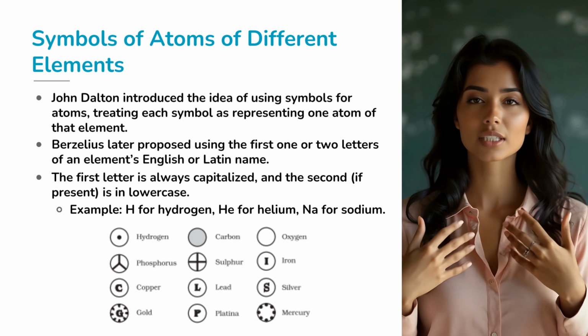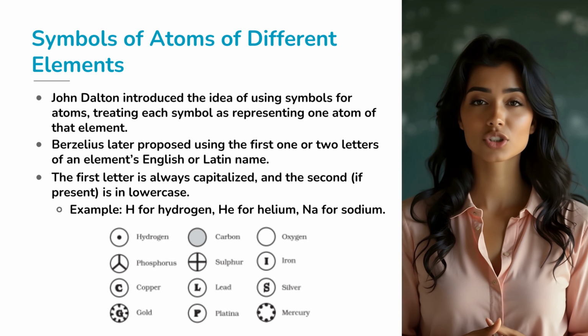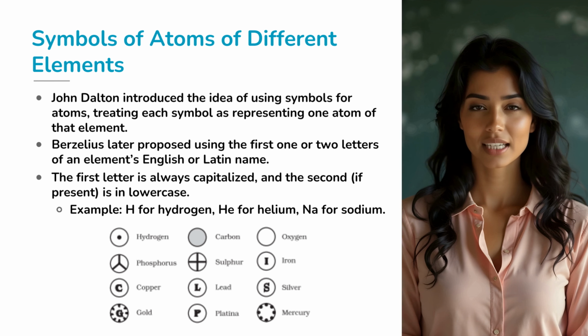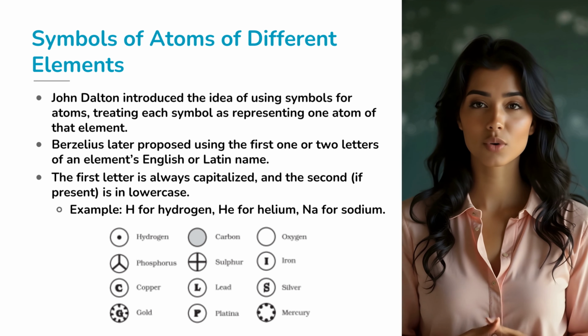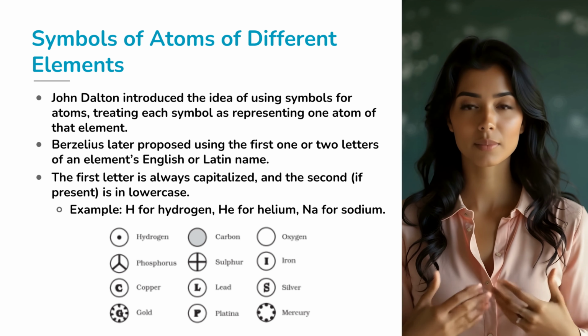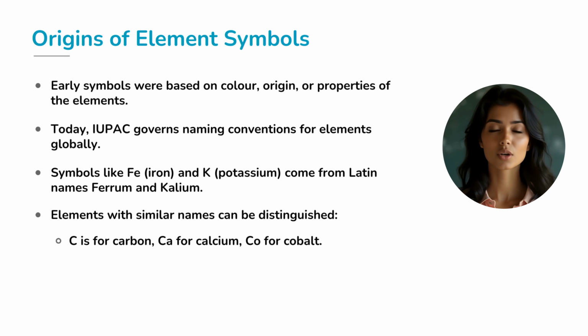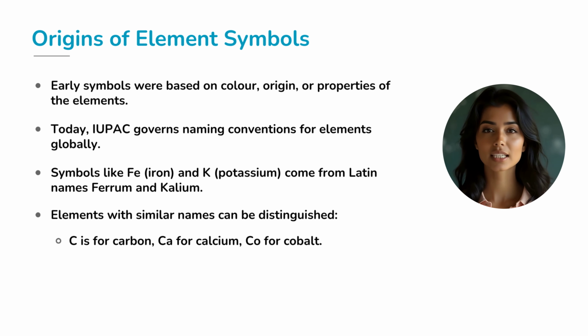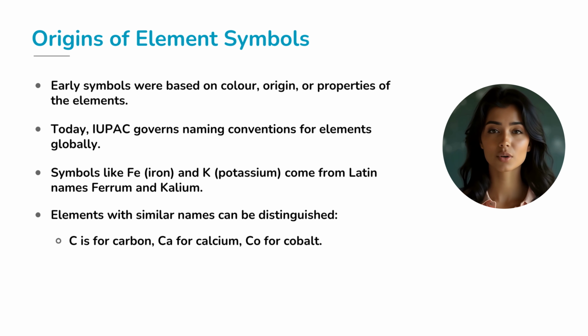The rule is, first letter is uppercase, like H for hydrogen or O for oxygen. If there's a second letter, it's lowercase, like He for helium or Na for sodium. These symbols are now internationally accepted and used in all chemical equations and data tables. Ever wonder why sodium is written as Na instead of So, or why potassium is K? Well, that's because some chemical symbols come from Latin names: sodium, Na, from natrium; potassium, K, from kalium; iron, Fe, from ferrum. Other symbols are simply derived from the English name, like C for carbon and Cl for chlorine.